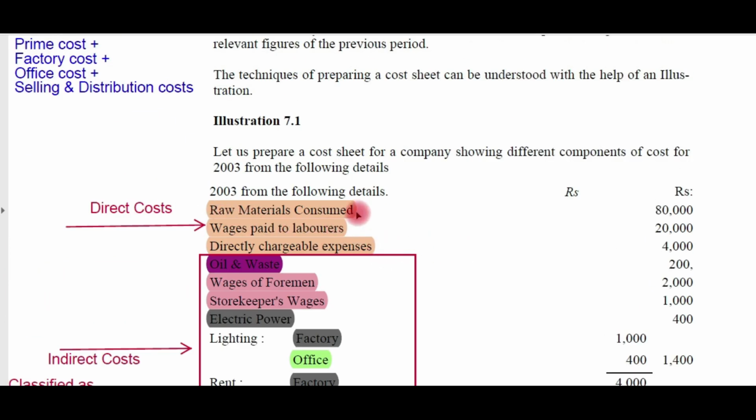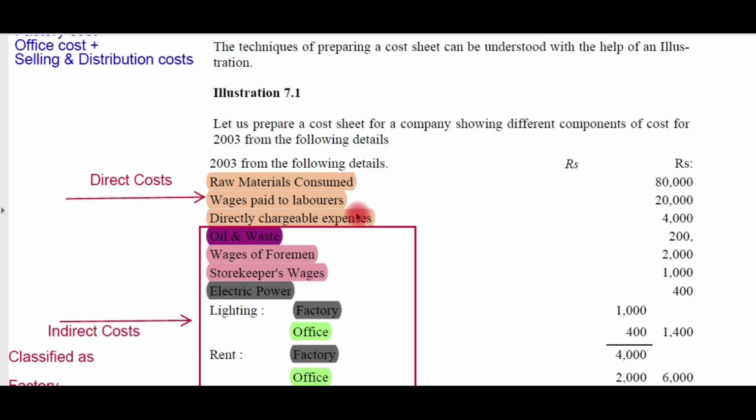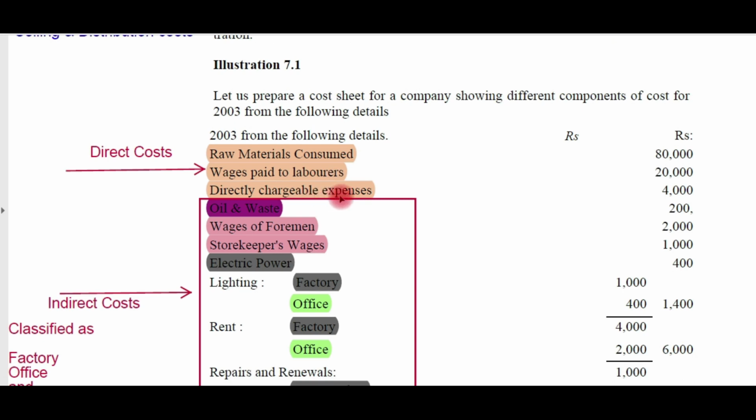Raw materials consumed means these are the materials which are used in the production. These are direct costs. Wages paid to laborers means those laborers who are working for the production of the goods and services. So this is a direct cost. Directly chargeable expenses. The name itself says it is directly chargeable. So these are all the direct costs.